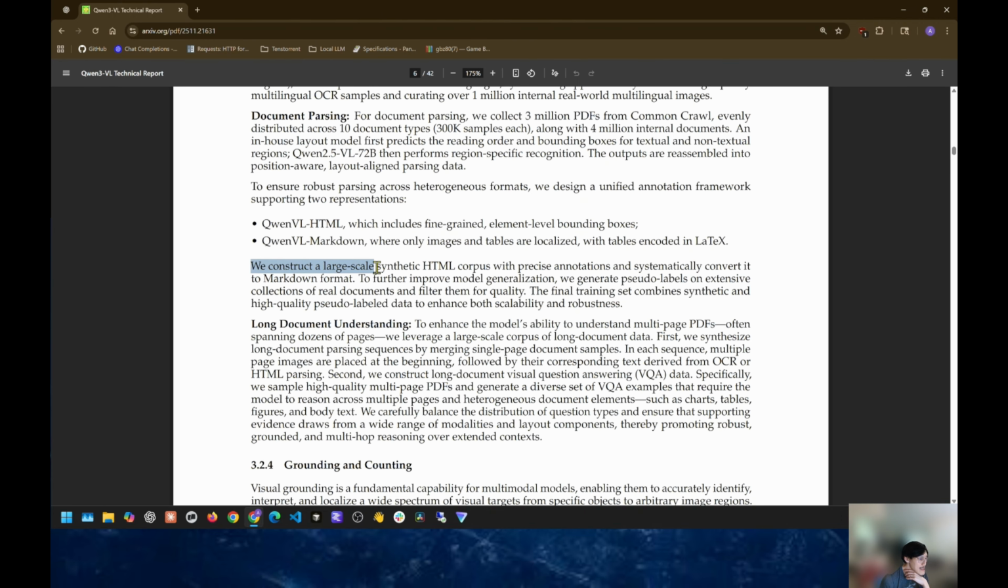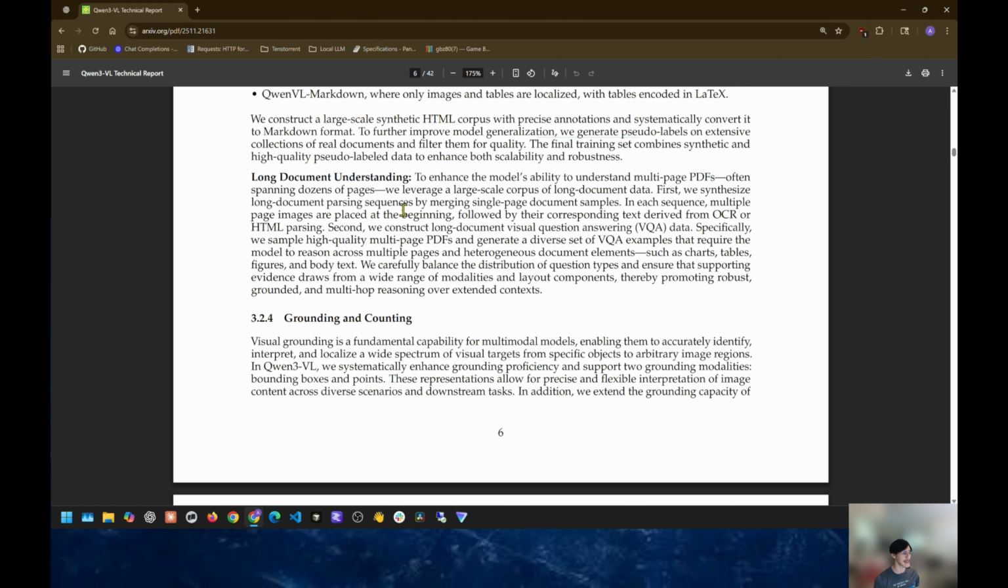We construct a large-scale synthetic HTML corpus with precise annotations and systematically convert it to a markdown format. To further improve model generalization, we generate pseudo-labels on extensive collections of real documents and filter them for quality. The final training set combines synthetic and high-quality pseudo-label data to enhance both scalability and robustness.